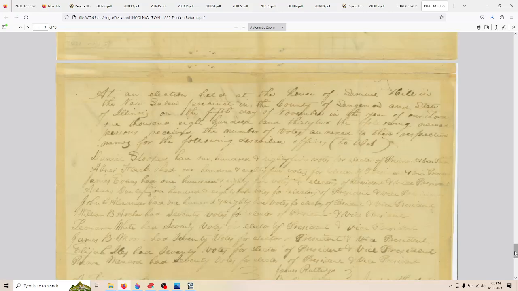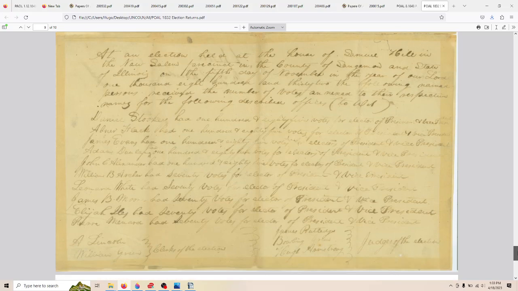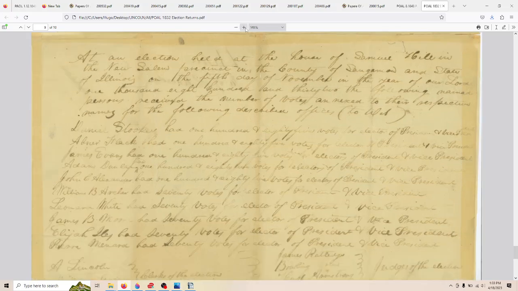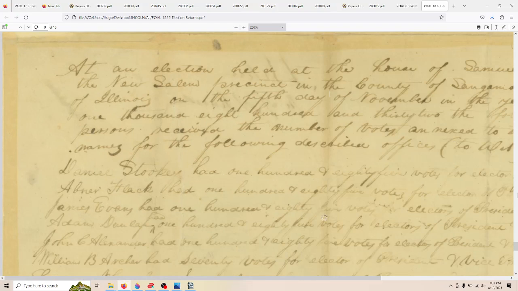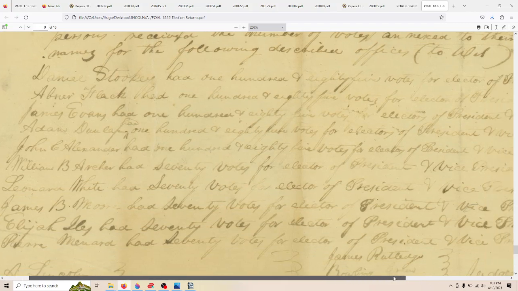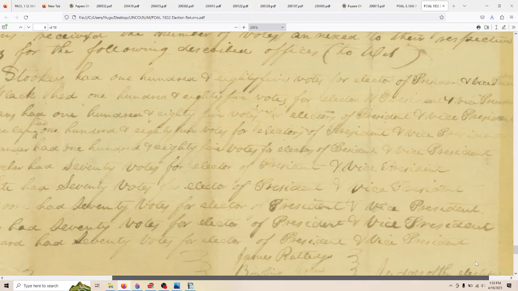I believe it's on page 10. And here we are, at the bottom of these returns in 1832. If I increase the size, you can see the word president over and over again. It's very easy to compare.